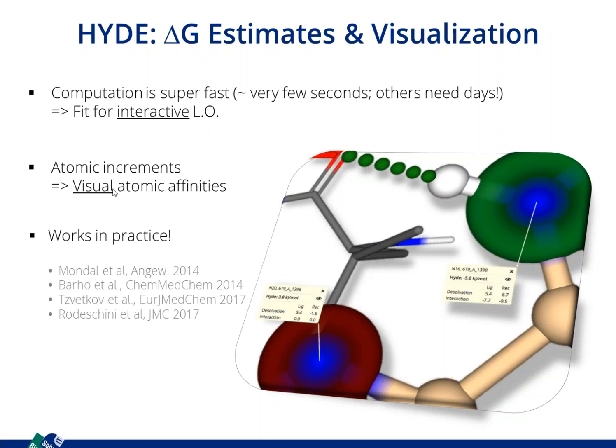These atomic increments I mentioned already, we use them for the visualization. We map back the atom contributions and show the atomic contribution to the delta G in the binding site. Here you go. That essentially completes our journey from 10 to the power of 16 opportunities down to individual delta G contributions in the binding site.